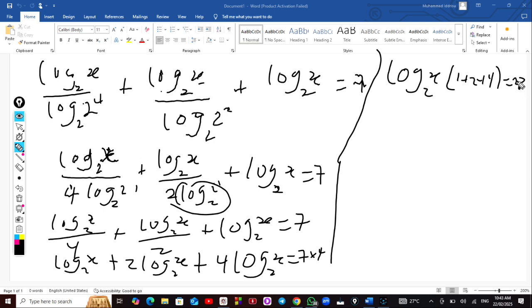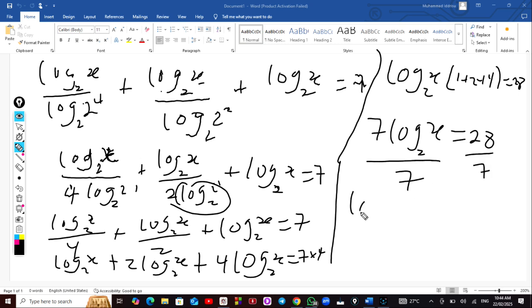So here we have 7 log x base 2 is equal to 28. Divide here by 7, divide here by 7. We have log x base 2 to be equal to 4. We know that log a base b is equal to c, so a will be equal to what? b to the power c. So we apply the same rule here.